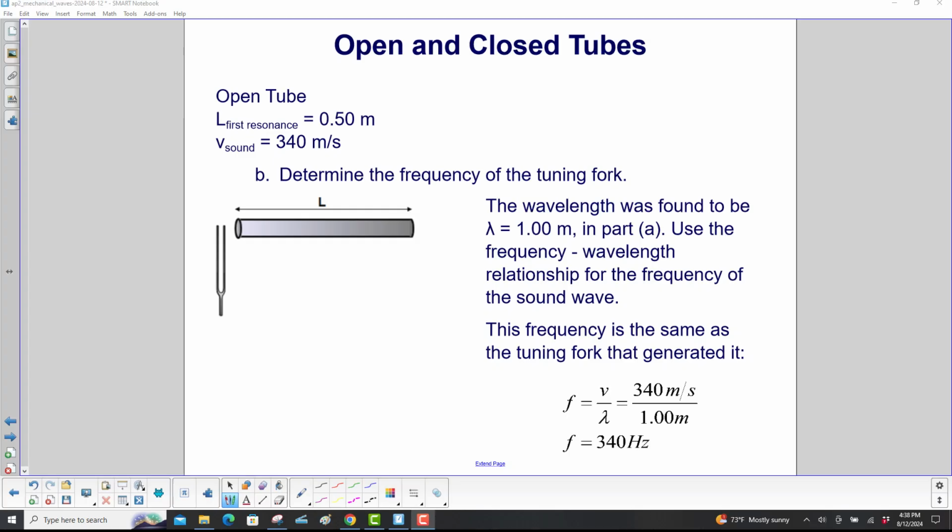Determine the frequency of the tuning fork. The wavelength for the first resonance was found to be lambda is 1.00 meters. Use the frequency-wavelength relationship for the frequency of the sound wave. The frequency is the same as the tuning fork that generated it. So f is the velocity of sound over the wavelength that we found, so our frequency is 340 Hertz.